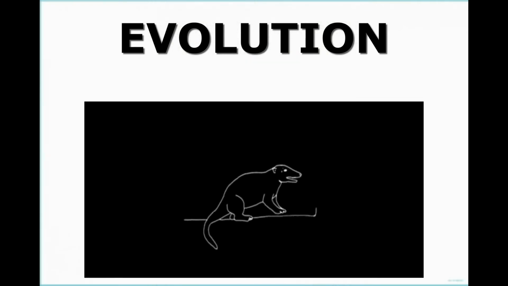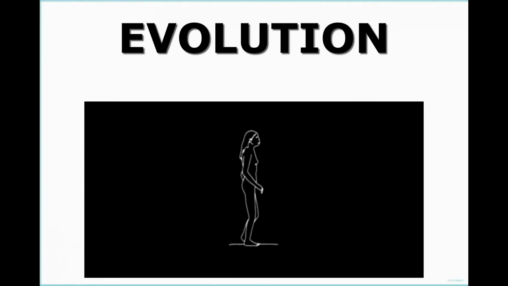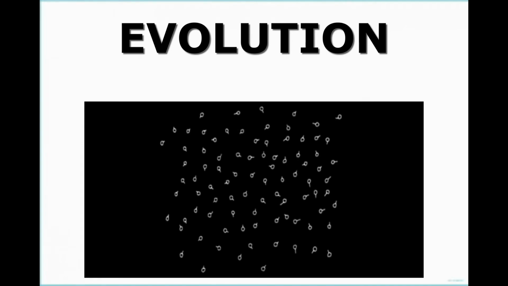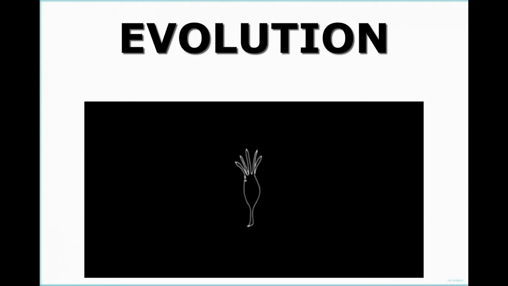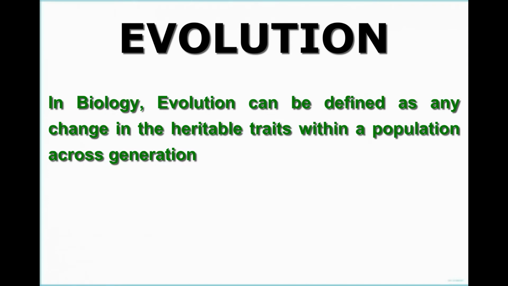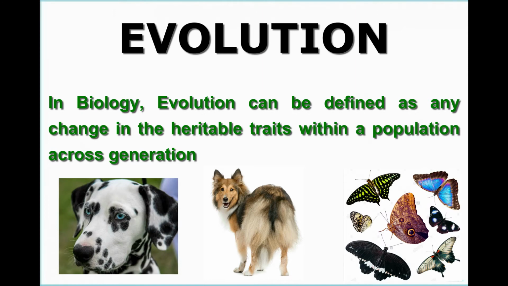Evolution theory helps us understand how life, once it came into existence, diversified into the many forms we see now from their fossil record. It also helps us make sense of the way modern creatures continue to adapt and change today. In biology, evolution can be defined as any change in heritable traits, physical traits such as fur, colors, shape, within a population across generations.